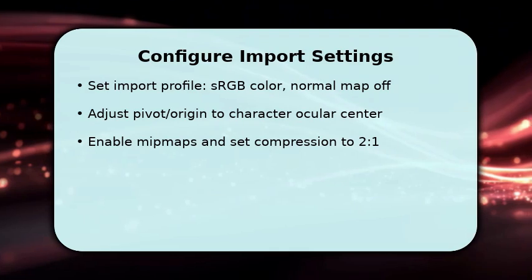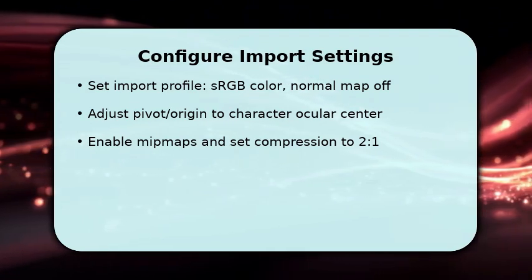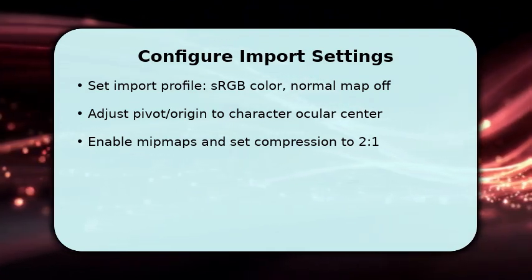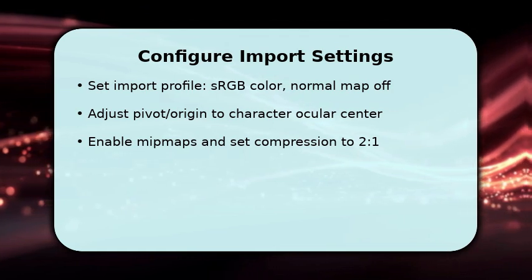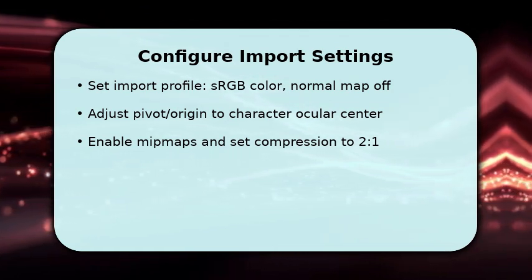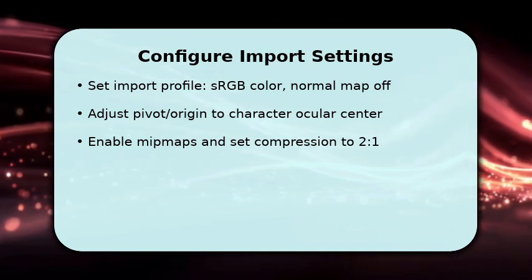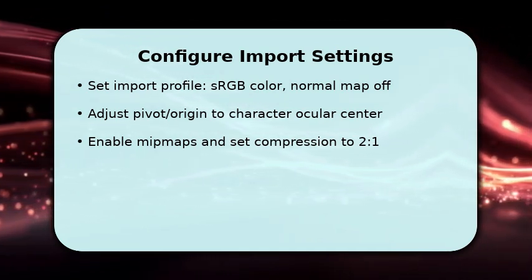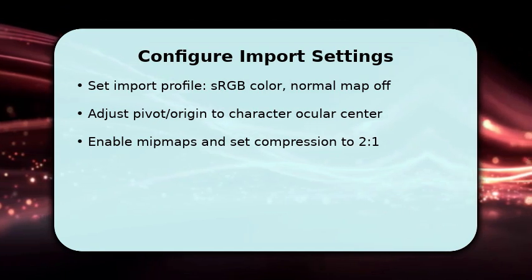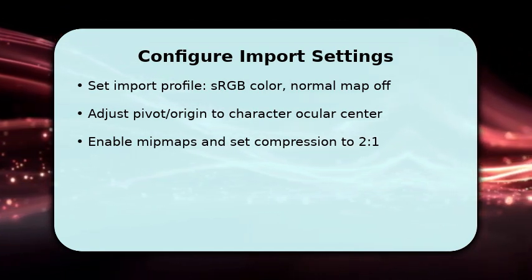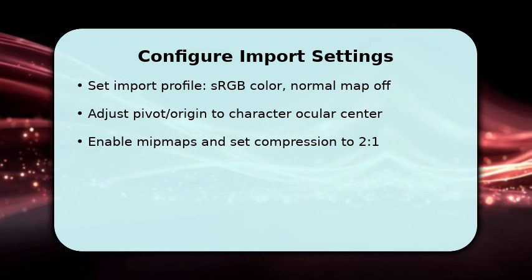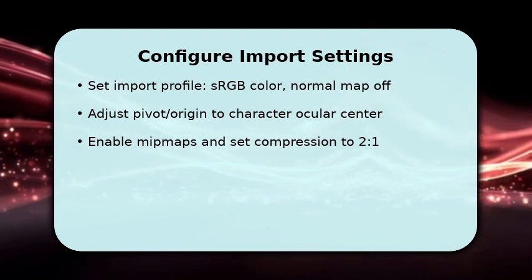Now configure the importer. Choose sRGB for color accuracy and disable automatic normal map conversion so eye shaders remain intact. You'll also set the pivot to the character's ocular center to keep alignment consistent during animations. Once done, enable mipmaps and choose a 2:1 compression to balance quality and memory use. That reduces shimmering at distance.